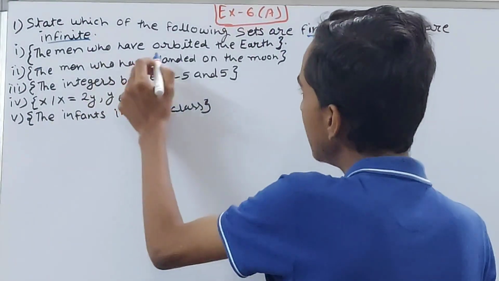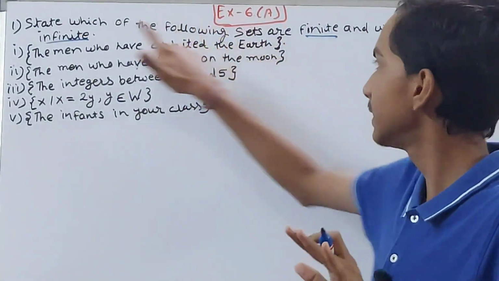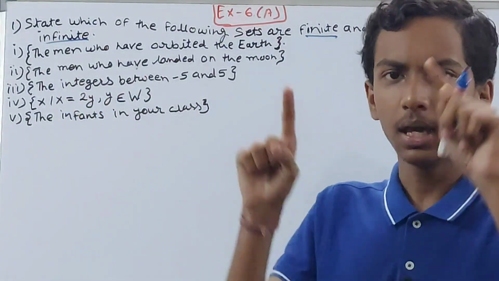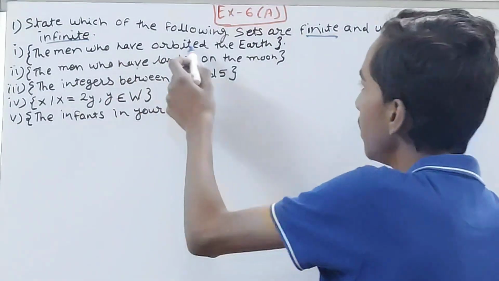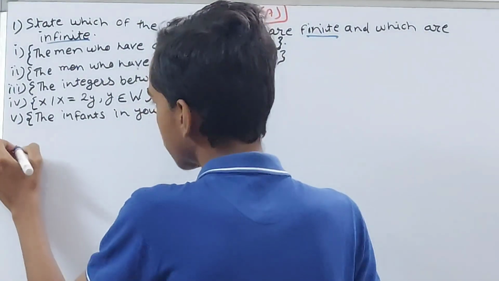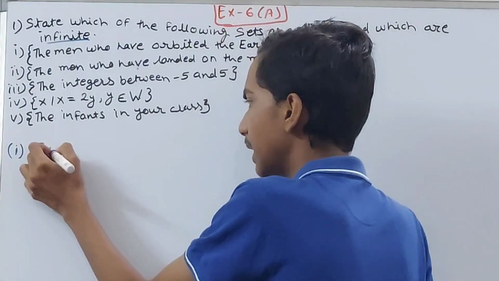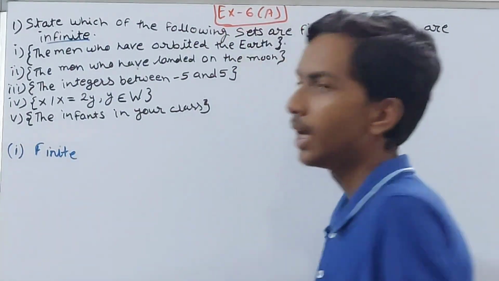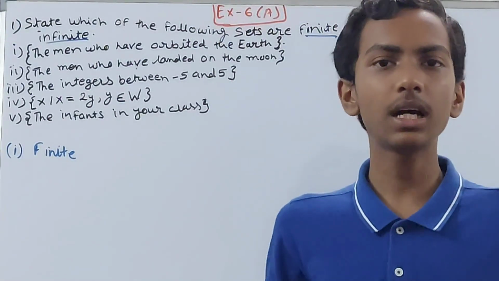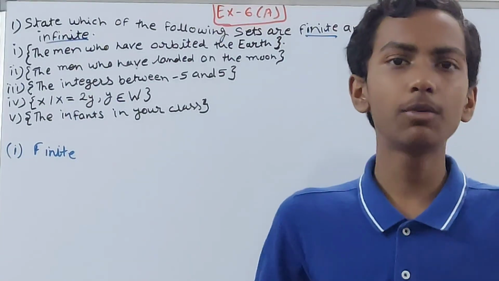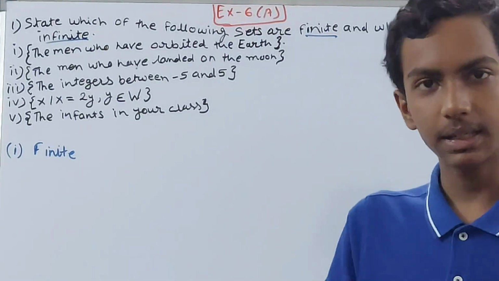Let's see, the men who have orbited the earth. First of all, you can see there are braces. This is the way of writing a set. You enclose all the things in these curly braces. Keep that in mind. So the men who have orbited the earth, what is this? Of course, it is a finite set. Why is it a finite set? You will tell me, we can count the people. You can name the people who have orbited the earth. There are a limited number of people who have orbited the earth. That's why this set is finite. It will end after a certain number.